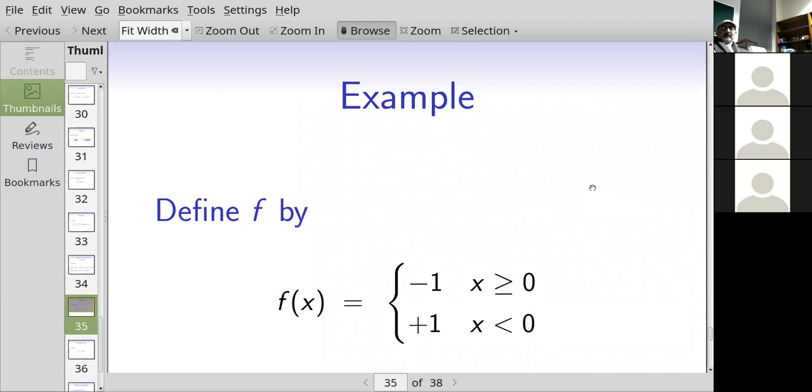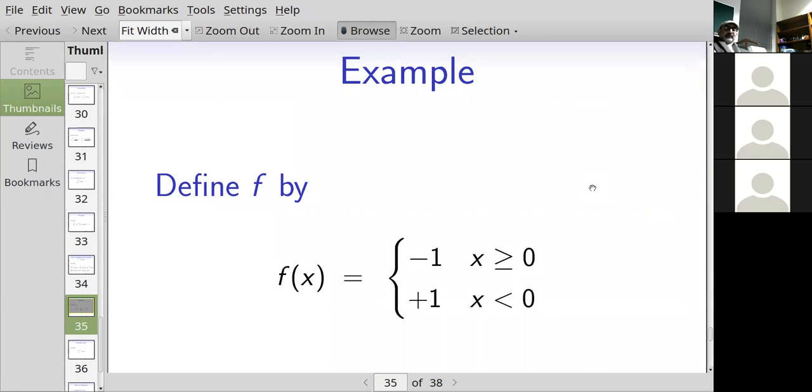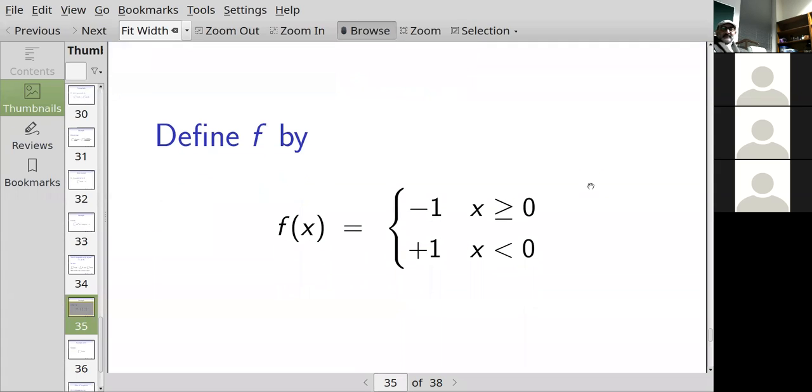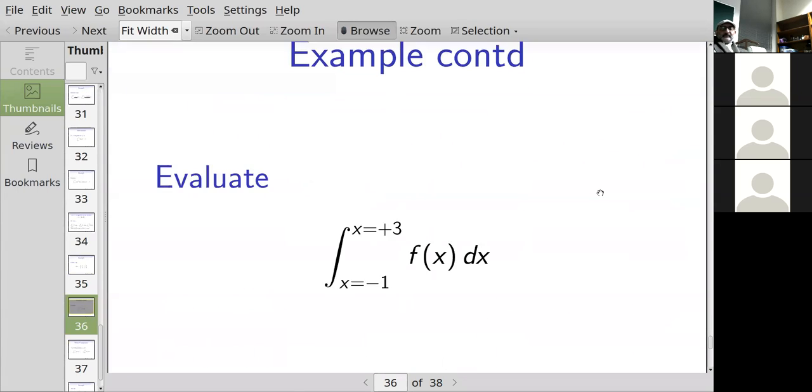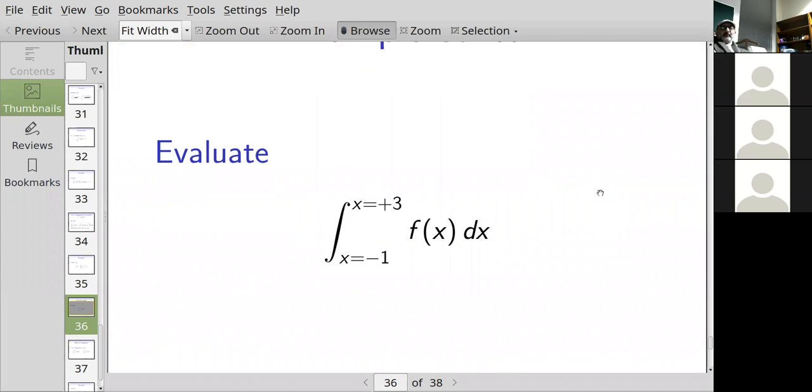Okay, so for example, let's say f of x is equal to -1 for x greater than or equal to 0, and it's equal to +1 for x less than 0. Now I want to evaluate the integral for the area under the graph of f from x equals -1 to x equals +3. So how would I do that?